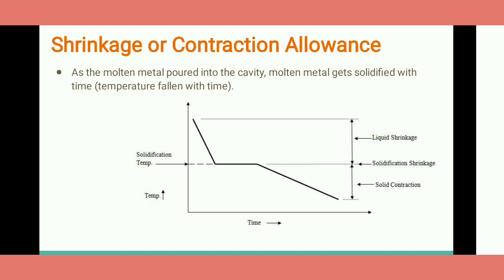if there is a liquid form of the same material, then the volume of that liquid is greater than it is in solid form. So from liquid to the formation of the semi-solid phases or dendrites, we call it liquid shrinkage. When all the dendrites form at the solidification temperature, we call it solidification shrinkage. When all these dendrites become contracted and reach room temperature, we call this phase solid contraction.